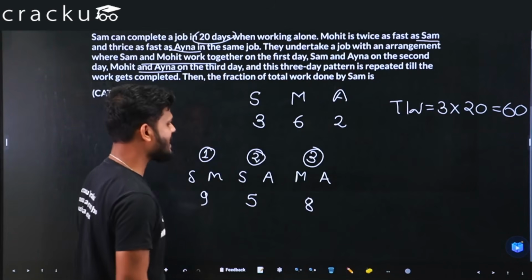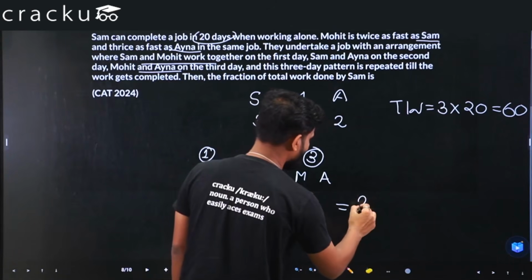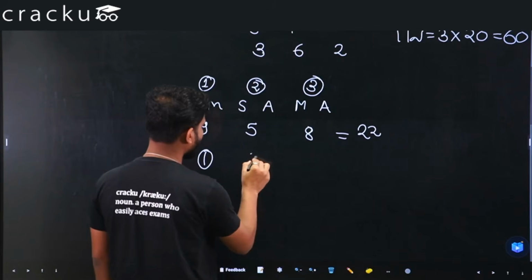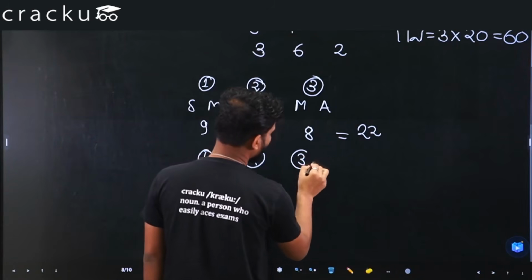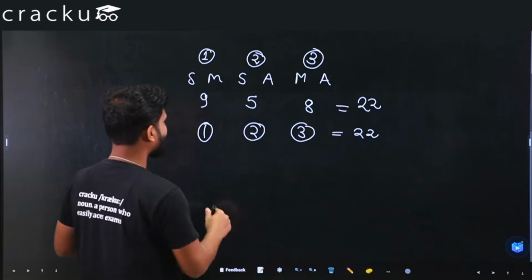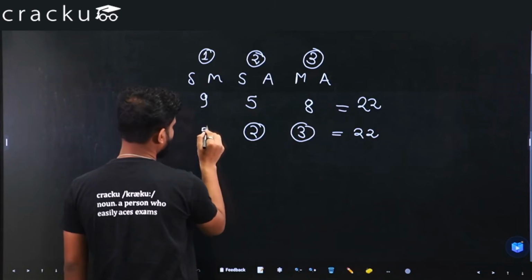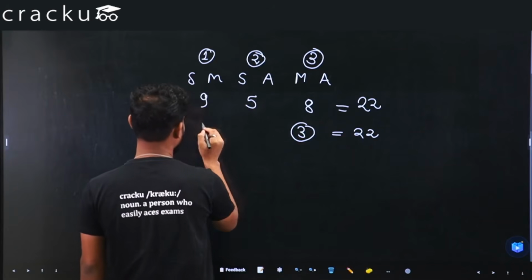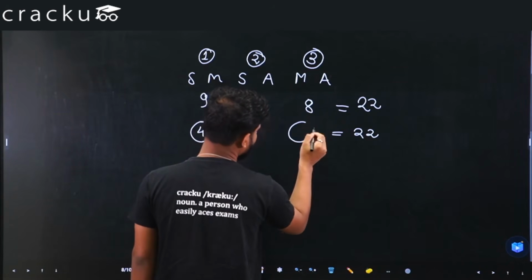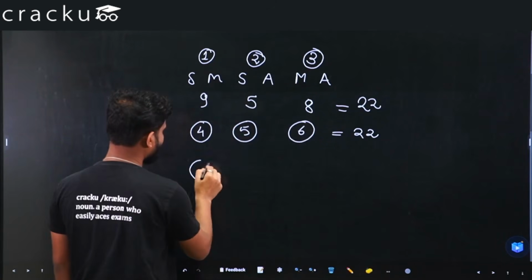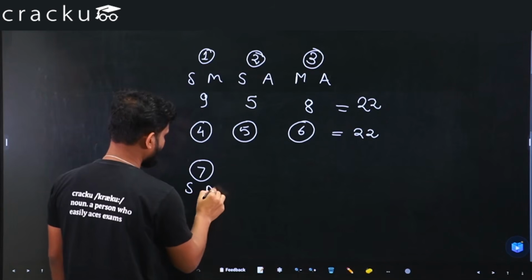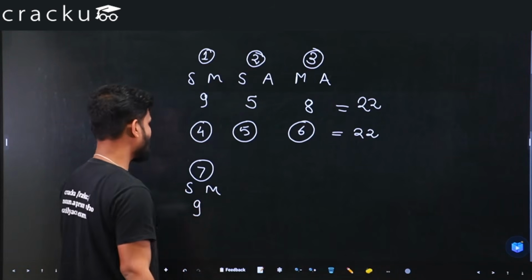So how much work is happening in 3 days? In 3 days you are getting 22 units of work. In the next 3 days what will happen? Again you will get 22 units of work. So till now 44 units have been done. Now let us say this is the 4th day, this is the 5th day and this is the 6th day. Now on the 7th day what will happen? S and M will work again. So this is 9 units.